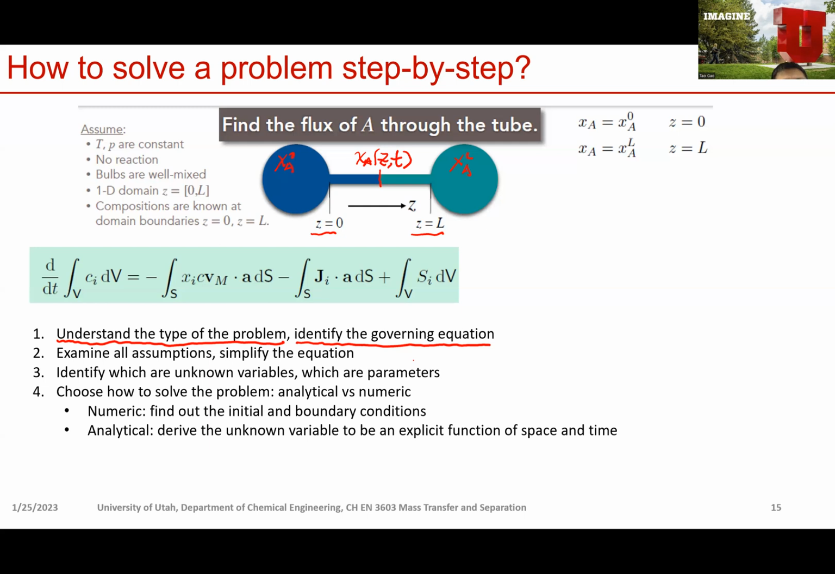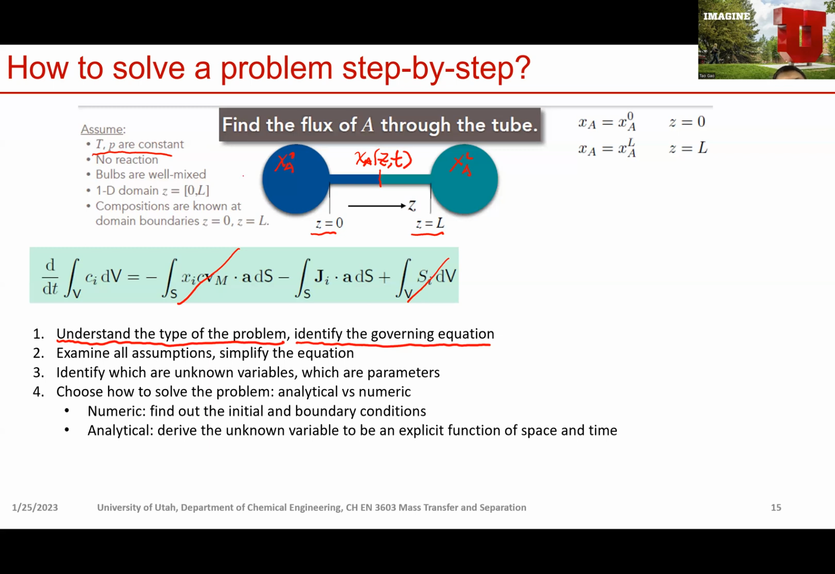Then that's when we look at the assumptions. Temperature and pressure are constant. That means there's no pressure gradient and no driving force to flow, which means there's no bulk flow. And that just helps us to eliminate this term. No reaction also helps us eliminate this term, right?